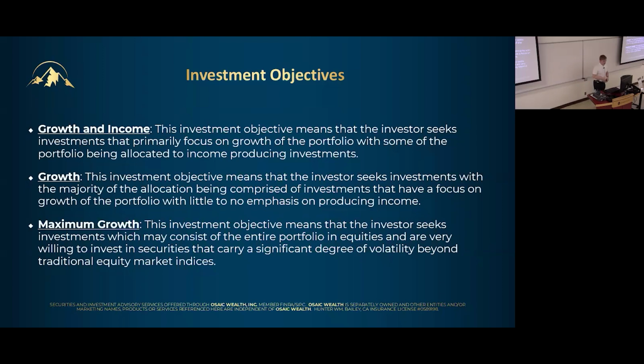But growth and income, this investment objective means that the investor seeks investments that primarily focus on growth of the portfolio, with some of the portfolio being allocated to income producing investments. So if you're looking at something like, I don't know, let's say an IRA that all you're taking out is RMDs, probably this is where you're going to land. If you don't have lots of cash needs and all that needs to happen is you just need to generate enough income to shoot off that RMD without drawing down your growth funds, that's probably going to be where you'd land.